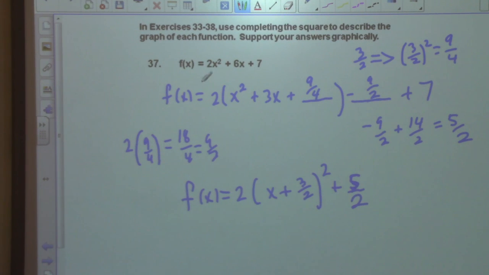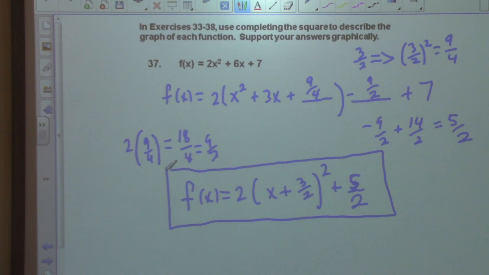So that took a little doing. We had to think carefully through this, didn't we? To do this. And so that will be our answer. Anybody check that in the calculator? You didn't check it?